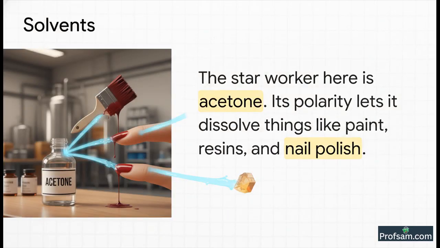Let's move to the next department, solvents. The key player here is a ketone that I'm sure you all know, acetone. Because of its polarity, which we just discussed, acetone is a fantastic solvent. It can dissolve things that water cannot, like paints, resins, and of course, as you know, it is the main ingredient in nail polish remover.